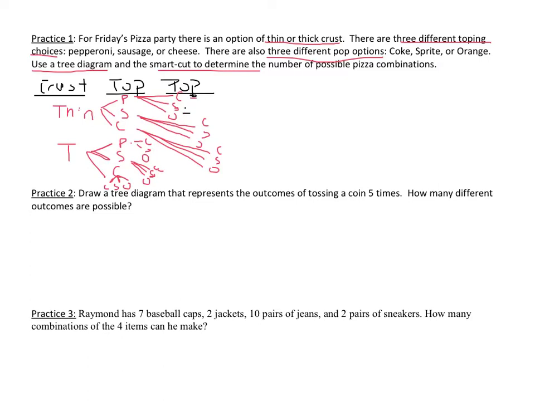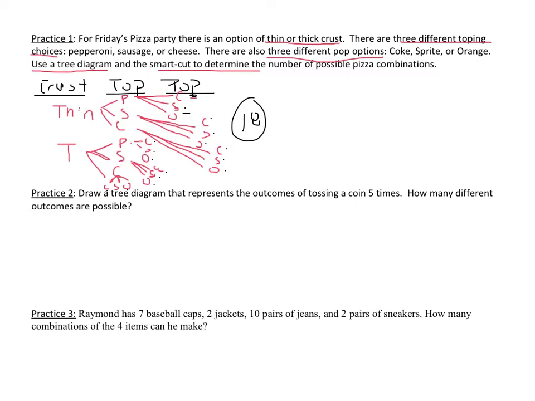1, 2, 3, 4, 5, 6, 7, 8, 9, 10, 11, 12, 13, 14, 15, 16, 17, 18. I got that there were 18 possible combinations using a tree diagram. Now let's see what would happen if we used our smartcut.